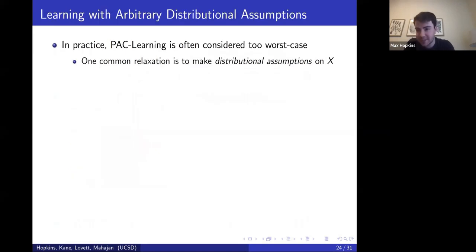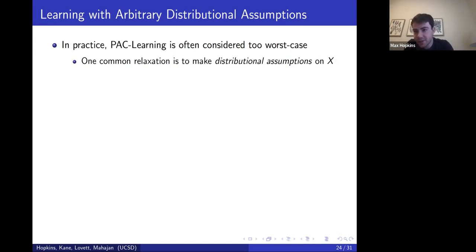So my favorite instance of this, and probably the simplest, is learning with arbitrary distributional assumptions. In particular, if you talk to somebody who does machine learning in practice, and I've actually been told this explicitly by my peers in ML, PAC learning is often considered not super useful because it's extremely worst case. When you try to learn some natural imagery or something like this, there isn't an adversary picking ridiculous finite layouts of points to trick you. It's actually coming from some reasonable distribution.